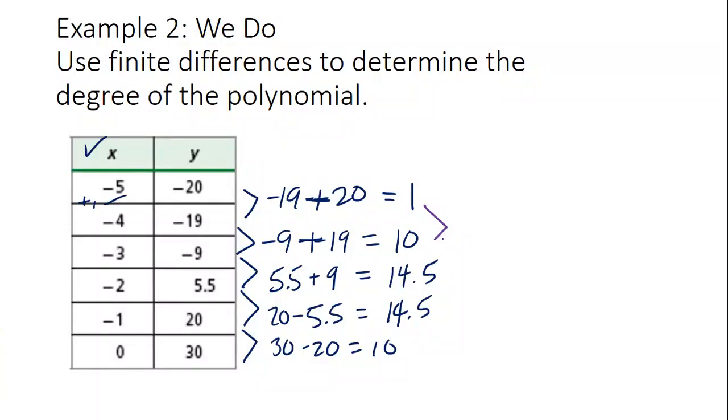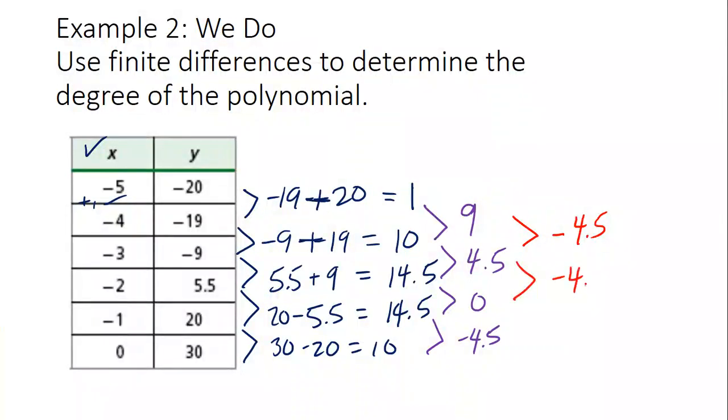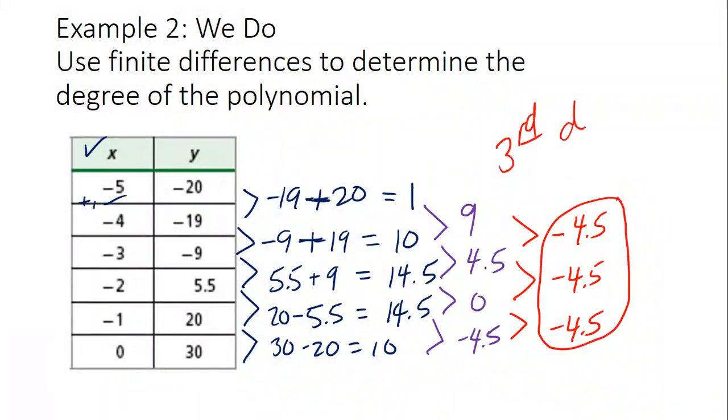Let's see. Maybe. Let's see. 10 minus 1. 14.5 minus 10. 14.5 minus 14.5. 10 minus 14.5. Is it quadratic? No. All right. 4.5 minus 9. Negative 4.5. 0 minus 4.5. Negative 4.5 minus 0. So what is it? It is a cubic, and our common difference is? So this is a third degree, which makes it a cubic. Yes? Doable? All right.